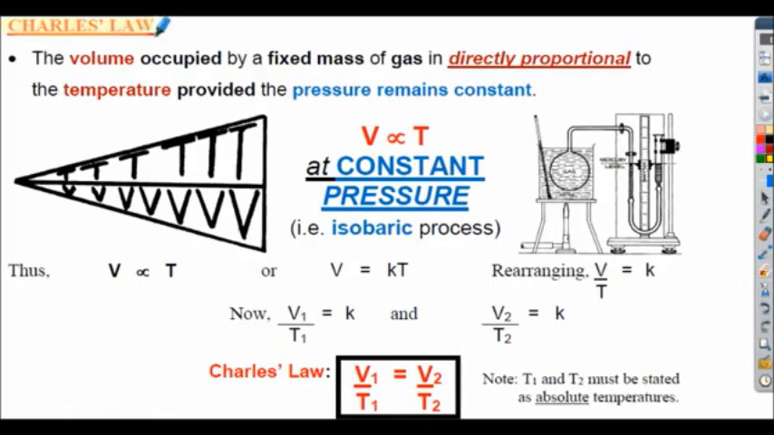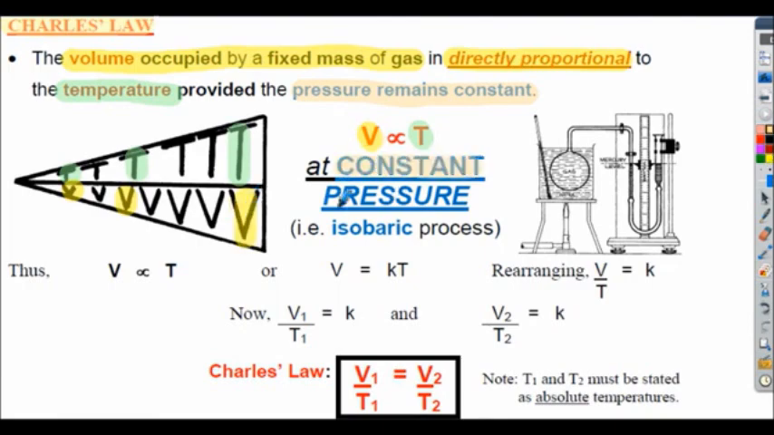Charles' law. Charles' law states that the volume occupied by a fixed mass of gas is directly proportional to the temperature, provided the pressure remains constant. So this time volume V is directly proportional to temperature T. You see from our diagrammatic sketch on the left hand side, as the T value increases, so the volume increases proportionally, as long as the pressure remains constant. In other words, this is termed an isobaric process.